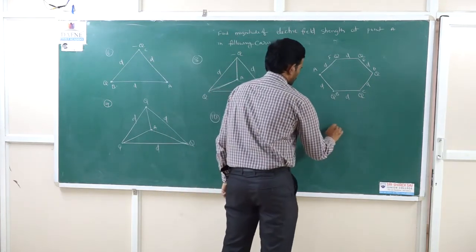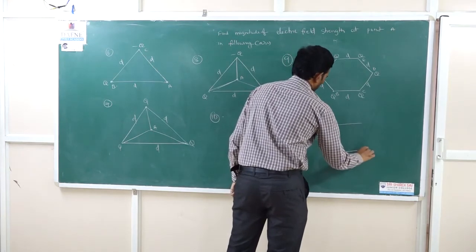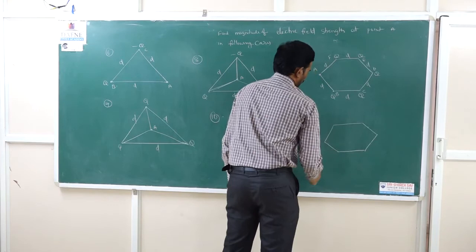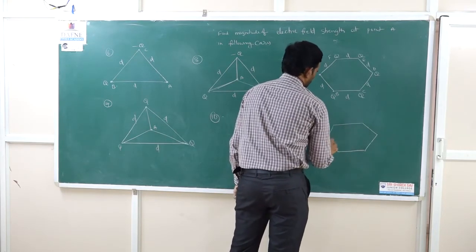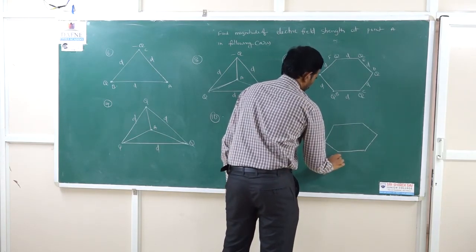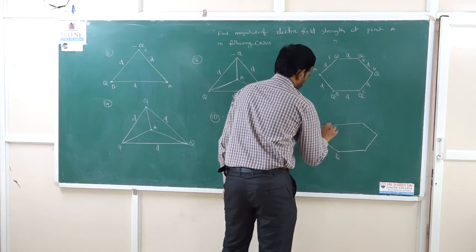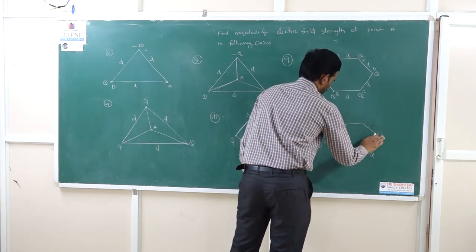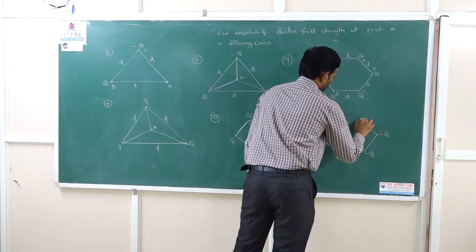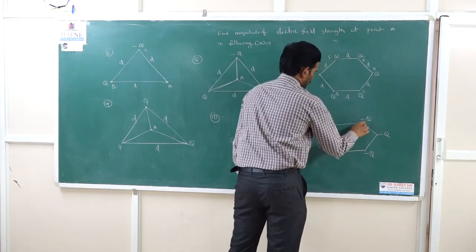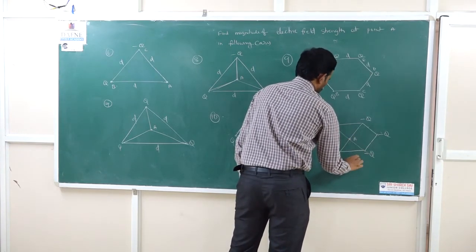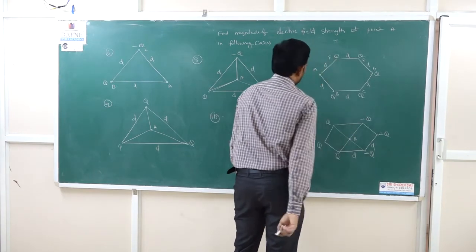And the next one I am taking, for example, these charges are like this: Q, Q, and this is also Q. Now it is minus Q, and this is also minus Q. Now we need to find this field at the center, and this is also a regular hexagon of side D.